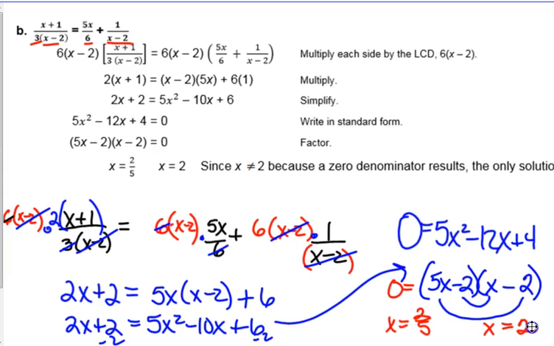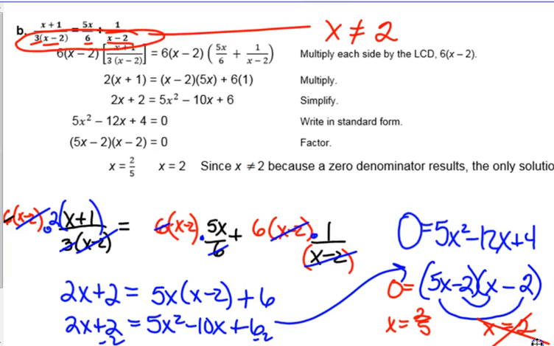Now, if I go back to the original equation, the restriction on the denominator here was that x could not equal 2. So I need to throw this one away right away because I know it'll make a 0 in the denominator. If you want to go through and check the 2/5, you certainly can. I would use probably 0.4 to check.